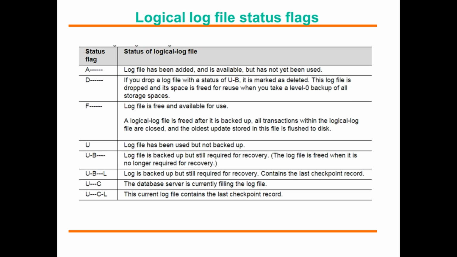Here are the various log file status flags. A stands for log file just added. D is dropped, but a backup is needed. F is free and available for use. U is used. Whenever you have U, or L, or C, it won't allow you to drop that log file. U, C, L won't allow.